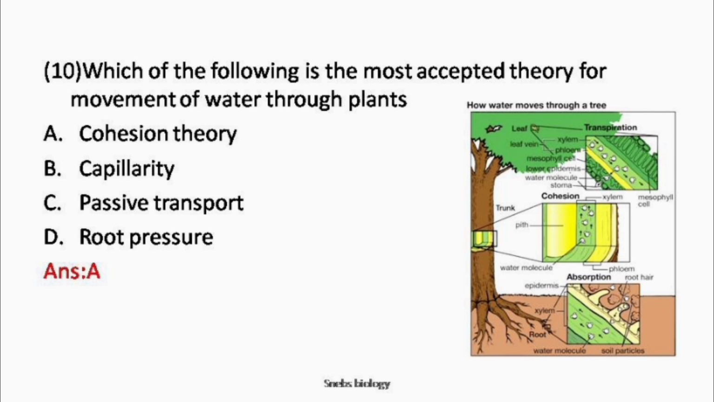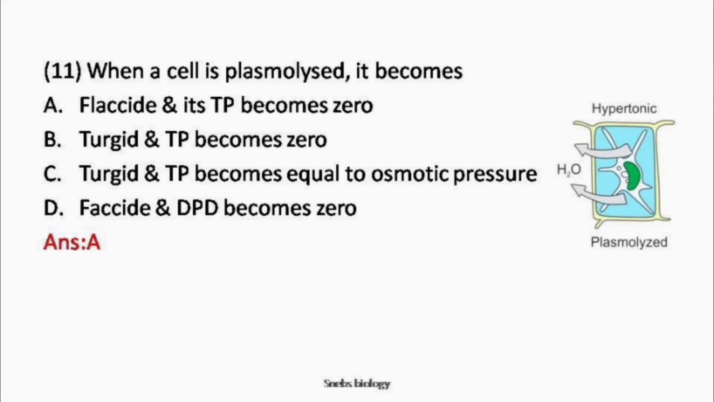Next, question number 11. When a cell is plasmolysed, it becomes option A, flaccid and its turgor pressure becomes 0. Option B, turgid and turgor pressure becomes 0. Option C, turgid and turgor pressure becomes equal to osmotic pressure. Option D, flaccid and DPD becomes 0.